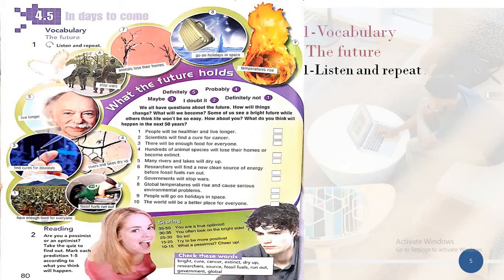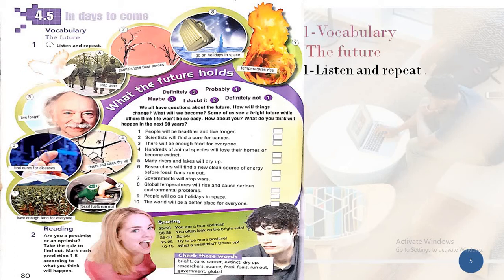So we have exercise 2, which is reading. Are you a pessimist or an optimist? Take the quiz to find out. Match each prediction 1-5 according to what you think will happen.